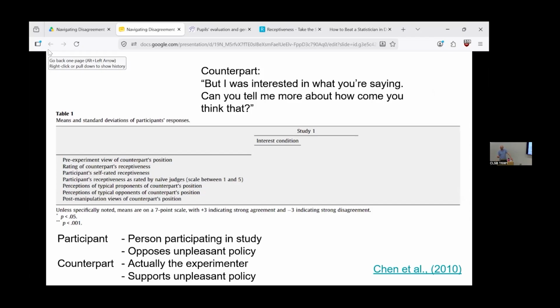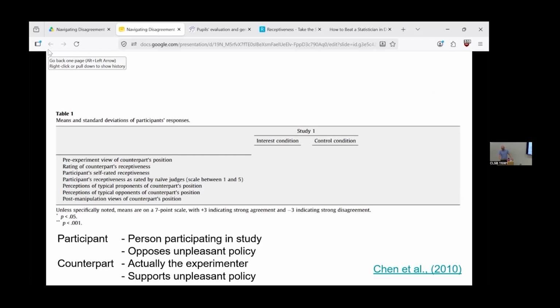This sounds so awkward to me. Can you tell me more about how come you think that? But anyway, whatever, this is what they did. That was the interest condition. In the control condition, the counterpart just says, I support comprehensive exams, and this is why. They don't express an interest.